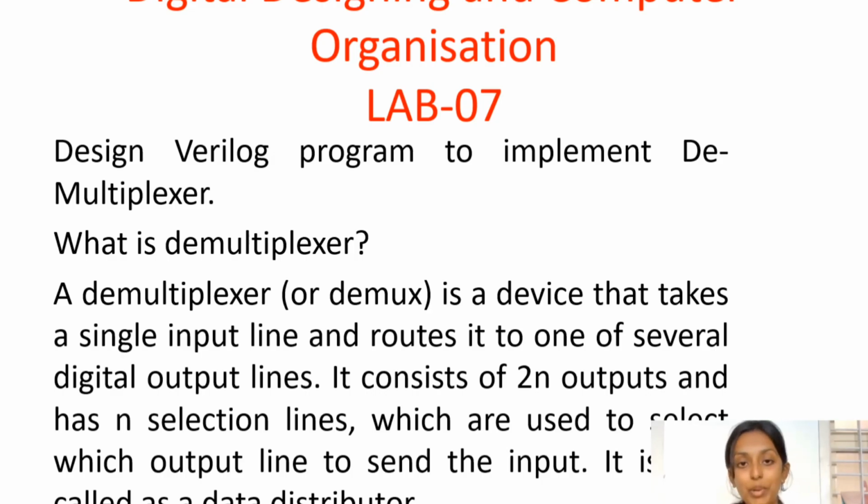Hello everyone, I am Pramata and I am here to explain the 7th lab program of the subject DDCO. First, let us go through the question. The question goes like, design a Verilog program to implement a demultiplexer.